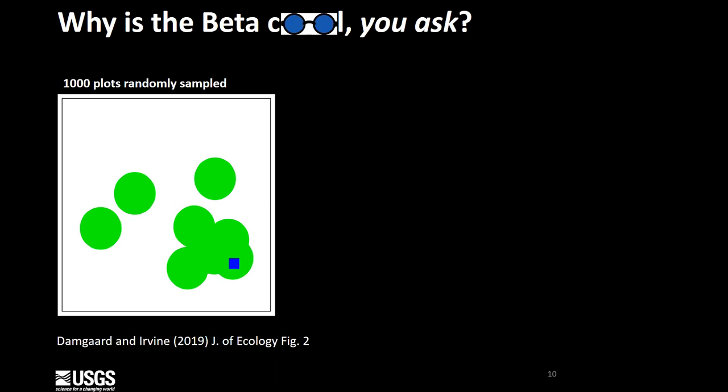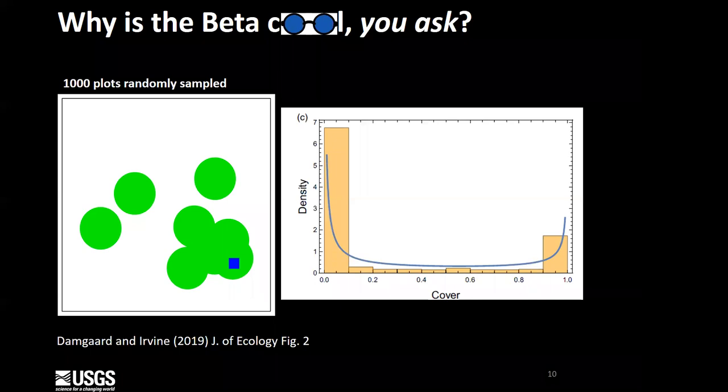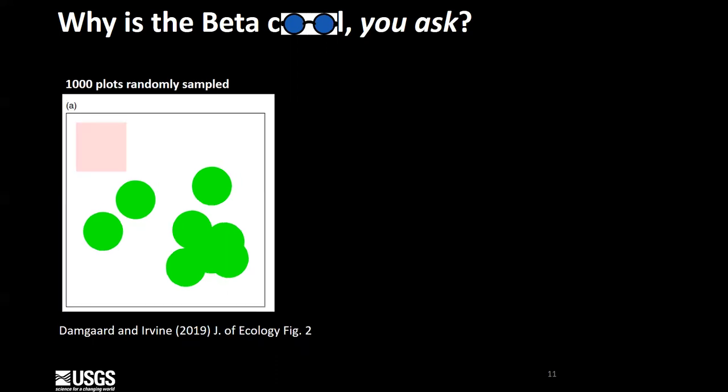And so what happens when you do this simulation is you get this U-shaped distribution, right? So you get lots of plots that fall in the white space, and then others that have fallen completely within the green space. So you get a lot of high percent copper values. So that's funky, right? That nice U-shaped distribution.